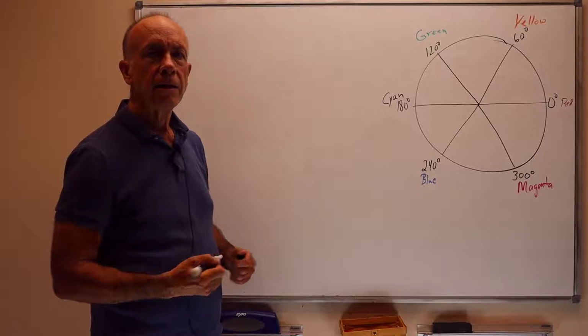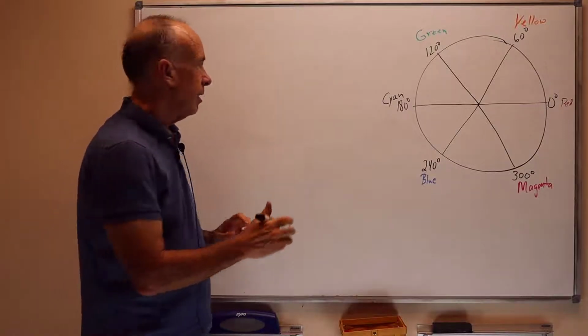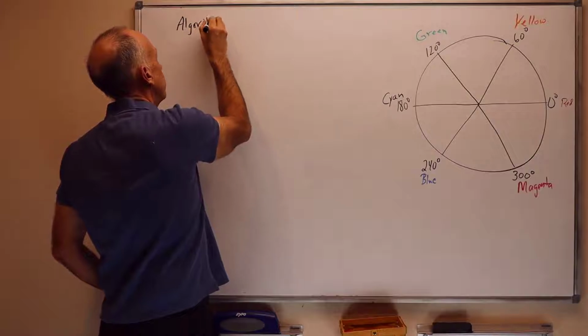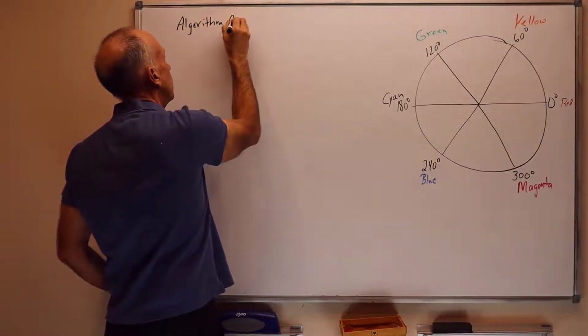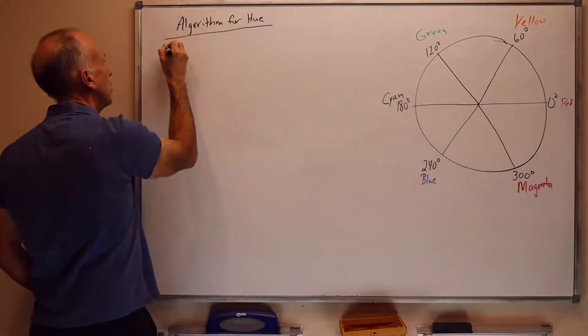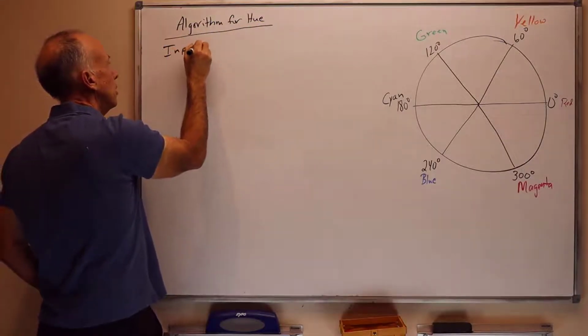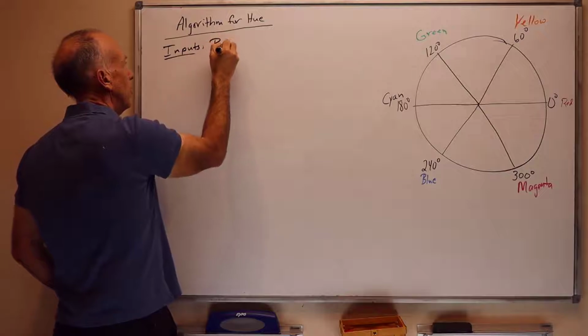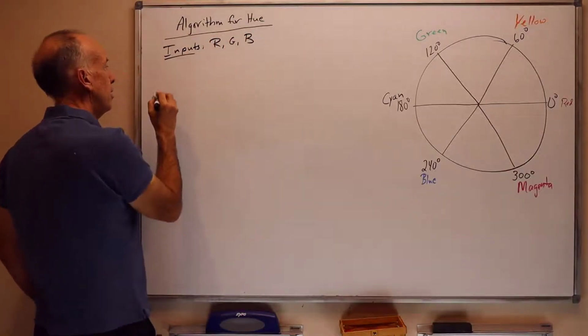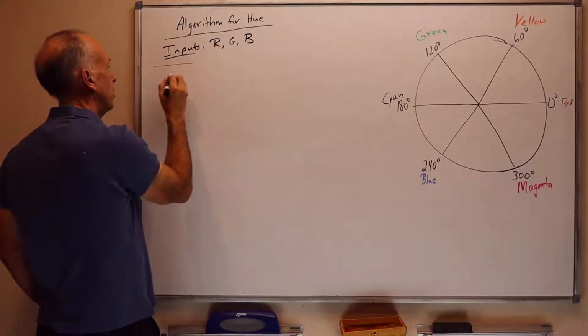And we're back. So I'm going to now give you an algorithm for hue. We're going to compute the hue value from the red, green, blue values. So the inputs are RGB values. We think of them in the range 0, 1, and the algorithm is the following.